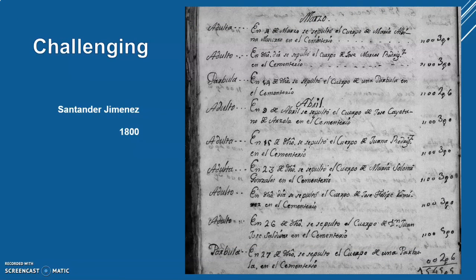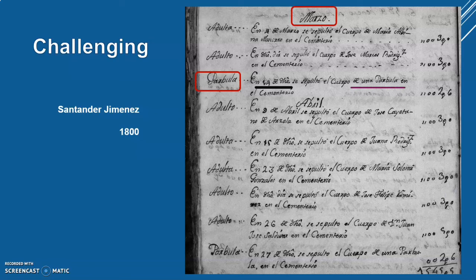Now this one's a little bit challenging. This is 1800, in Santa de Jimenez. You're going to see records in all different types of conditions, some with a lot of information and some with very little. At least this one is written very neatly. You've got the month on top, which is Marzo, which is March. And then off to the side on the margin, you've got Parvulo, which means a child. You're going to see that quite often. It took me a long time to figure that out. It gives the day, March the 14th.